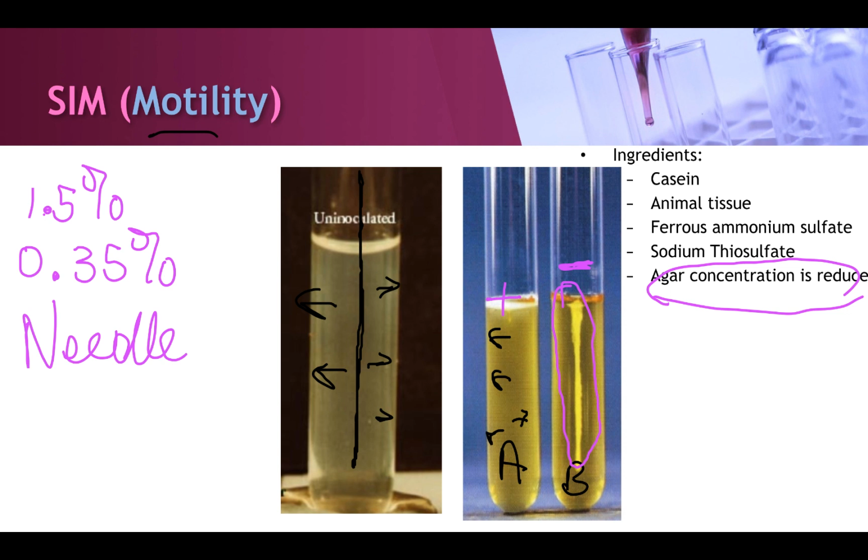So this wraps up all of the tests that we get out of SIM. It's a combination test, meaning that we are able to check for sulfur reduction, indole production from tryptophan, and motility.